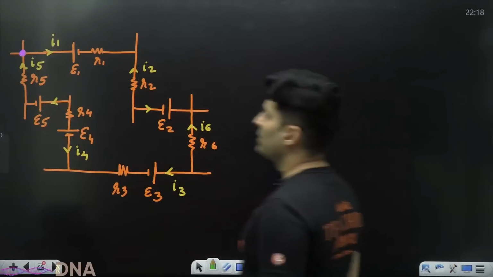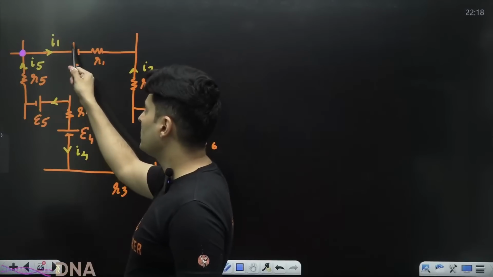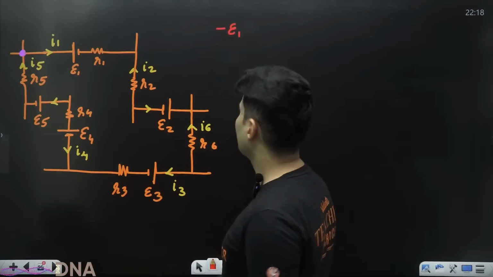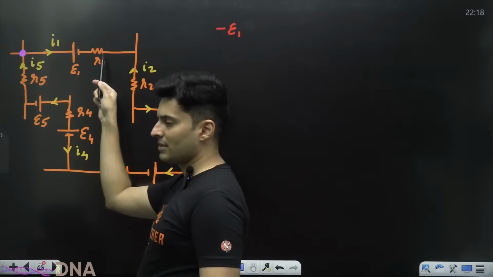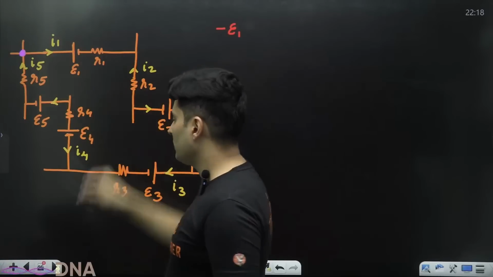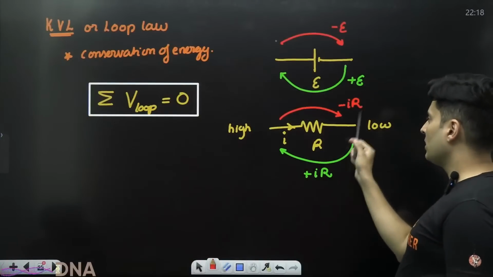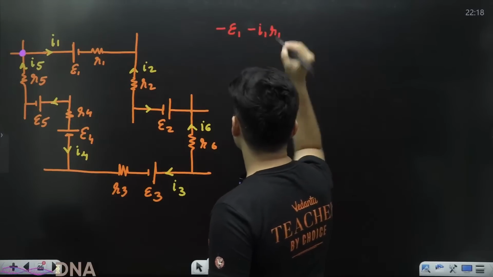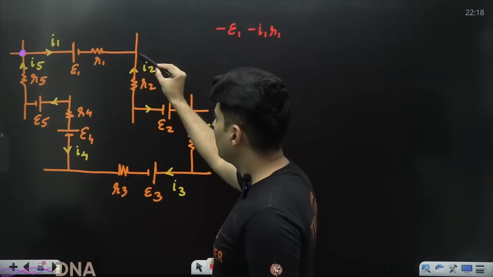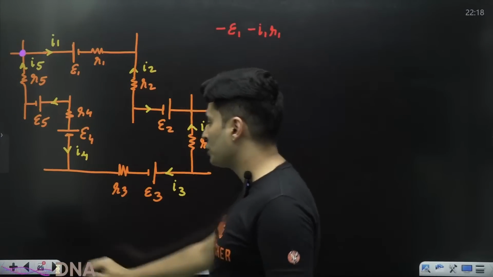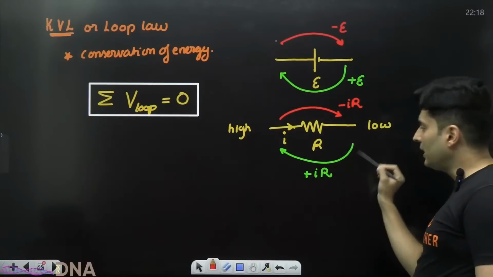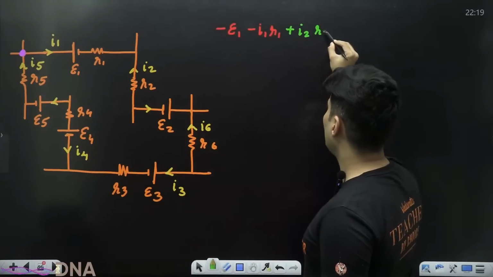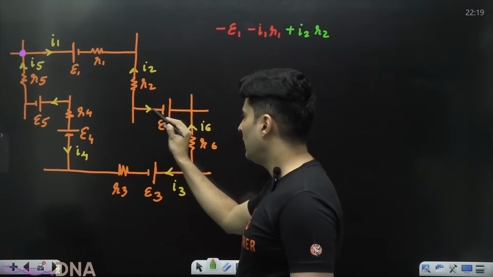Observe carefully. First, as I go across the battery, from here to here, I am jumping from high, positive, to low, which is negative. So shouldn't it be negative E1? Everybody gets it? E1 will be negative. Now I go through the resistor 1 in the direction of the current. In the direction of the current, the change is negative IR. So shouldn't it be minus I1 R1, the next device? Then I encounter the next device, but I am going against the direction of the current. When I go against the direction of the current in the resistor, it is always plus IR. So the next term should be plus I2 R2.